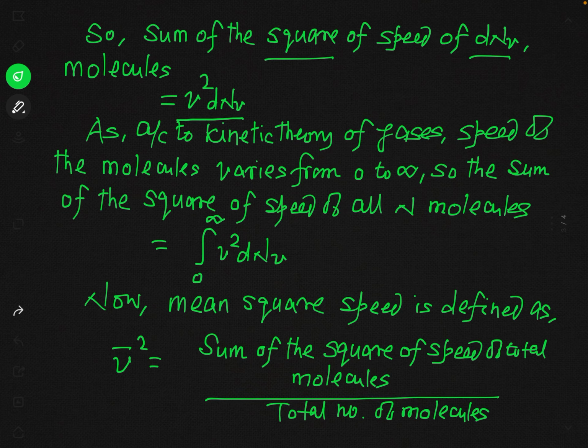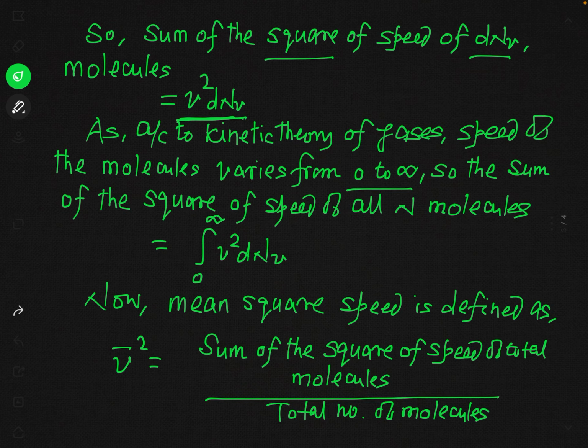And as you know, in accordance with the kinetic theory of gases, the speed of molecules varies from 0 to infinity. Since the number of molecules is very large, we consider that this speed actually varies continuously, not discretely. So if the speed varies continuously and you know the sum of the square of the speed of dnv molecules, and you have to find the sum of the square of the speed of all the n molecules, then, as I have told you, since speed varies continuously, to get this sum we will simply integrate this result between the limits 0 and infinity.